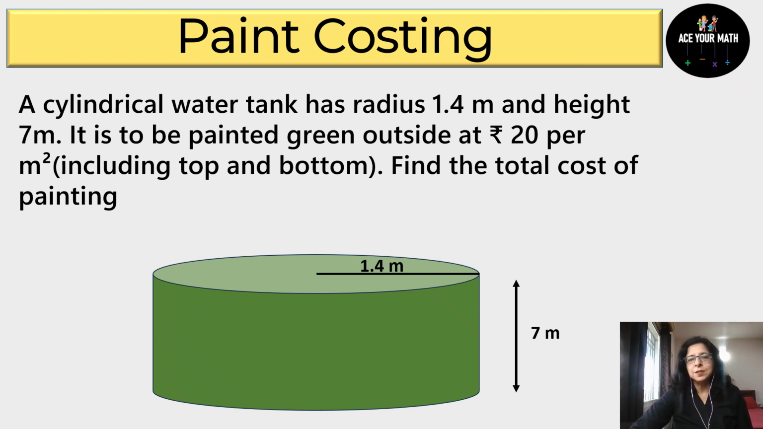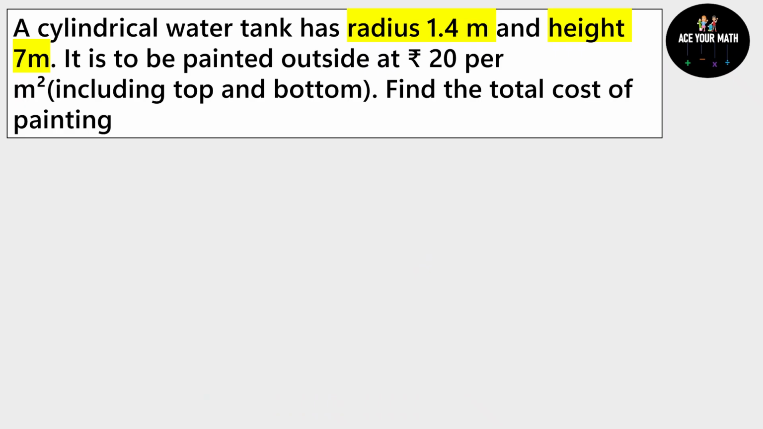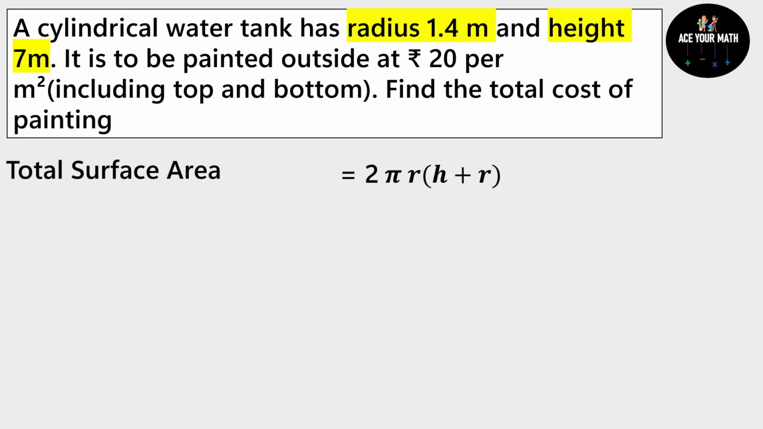Let's do it. As I said, first you will calculate the total surface area. So write down the formula of total surface area. It is 2πr, then in bracket (h + r). Radius is given to you 1.4 meter, height is 7 meter, and radius and height both have the same unit, so no need to change any unit. Just put them in the formula. The value of pi I'm taking as 22 by 7. You can take 3.14 also.